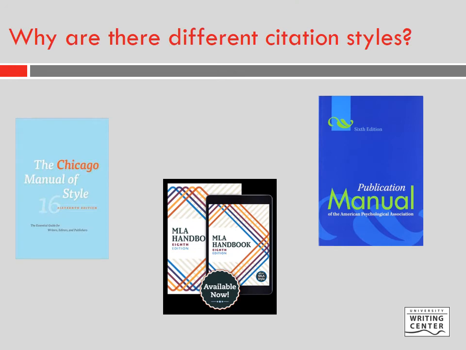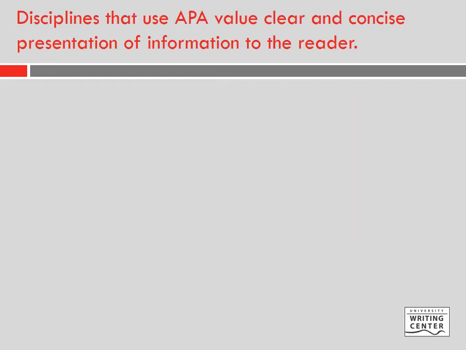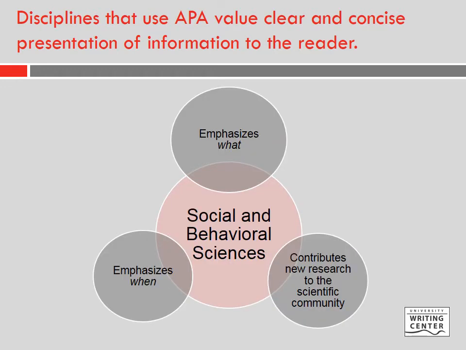Different ways of citing sources generally correspond with the values of disciplines or categories of disciplines. Let's start looking at how APA's values are demonstrated through its citation requirements. Disciplines that use APA value clear and concise presentation of information to the reader. Several disciplines in the social and behavioral sciences, such as psychology, social work, and political science, will use APA. However, use of citation systems varies from department to department, so you should always ask if you are unsure of which citation style to use.